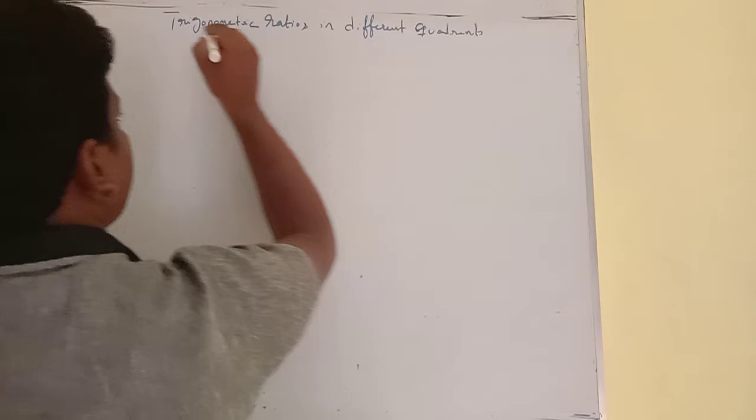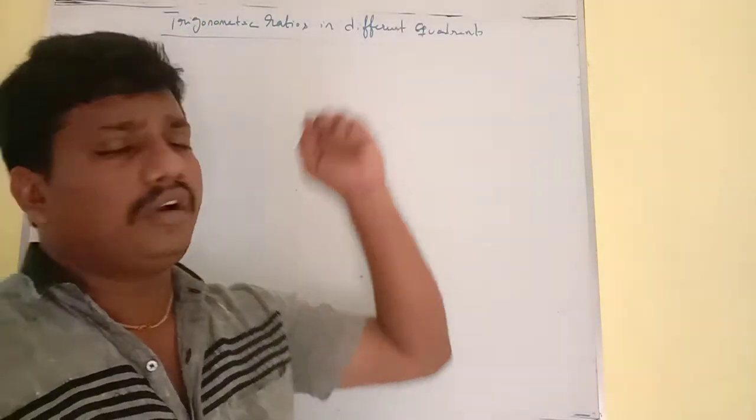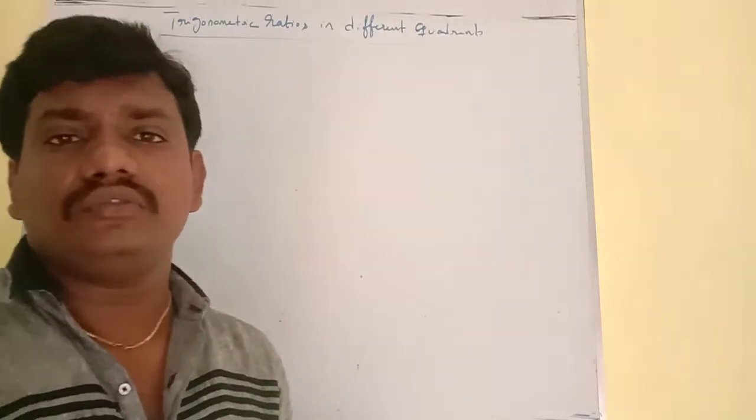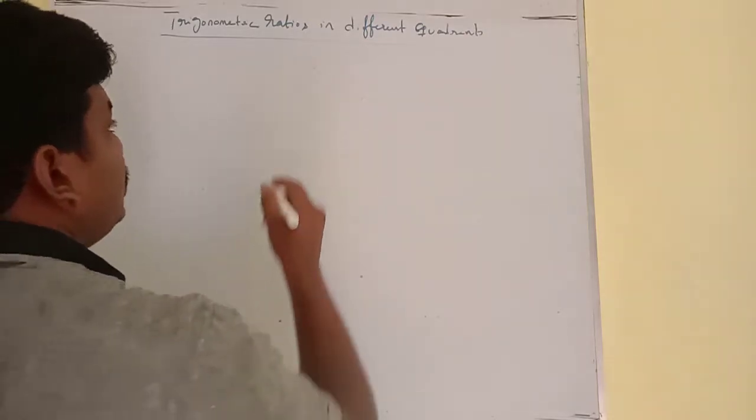So what is the meaning of quadrant? Quadrant is nothing but 1/4 of the circle.